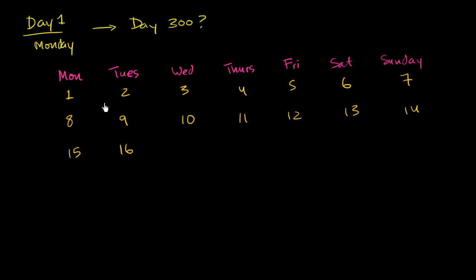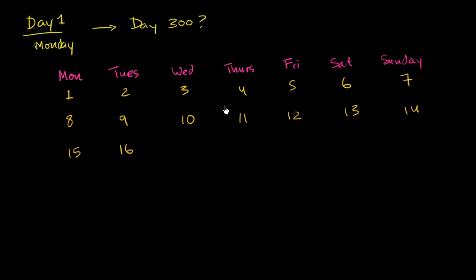So this is kind of useful. I could just write it out if I wanted to figure out something, day 16 or day 20. But this isn't that helpful if I wanted to figure out day 300, or especially wouldn't be helpful if I wanted to figure out day 3000. So can I come up with some mathematical way of thinking about what day 300 is going to be?